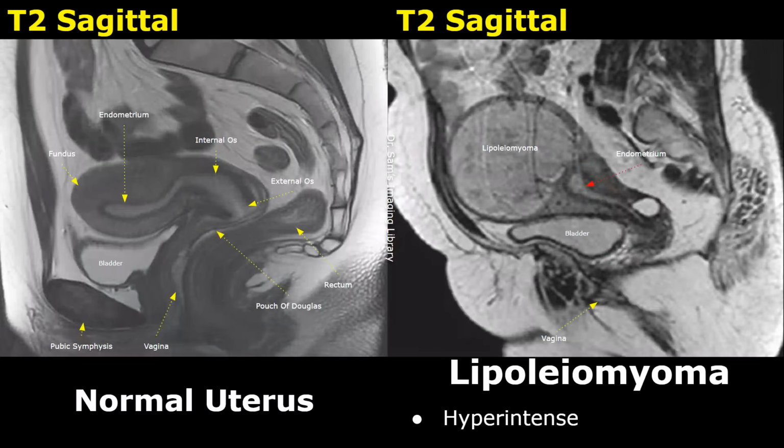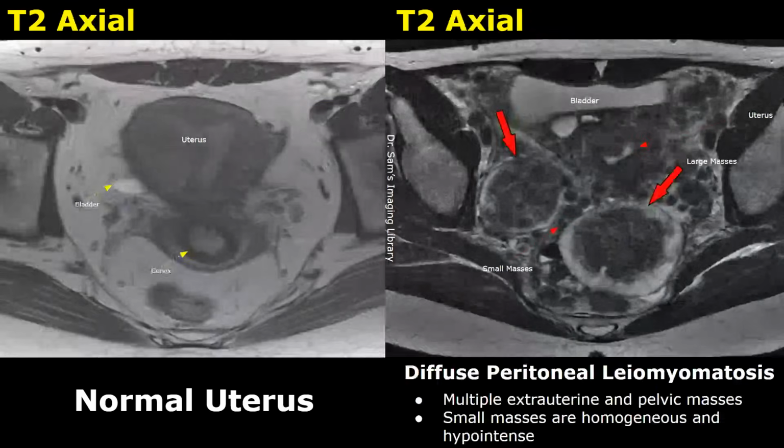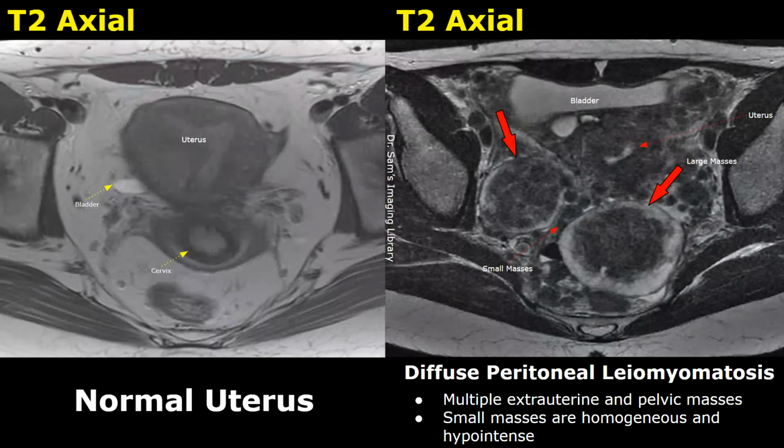This is a T2 sequence in sagittal view. The lipoleiomyoma has a bright, hyperintense appearance. Diffuse peritoneal leiomyomatosis is an extremely rare benign disorder in which there are multiple extrauterine and pelvic masses, which are usually fibroids.